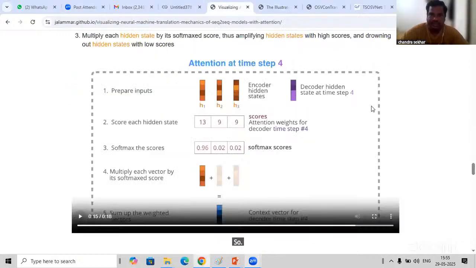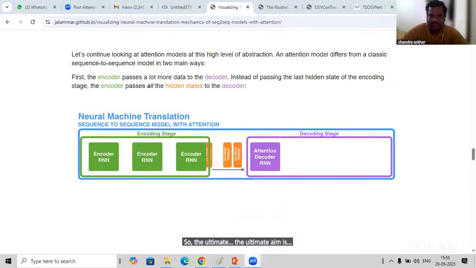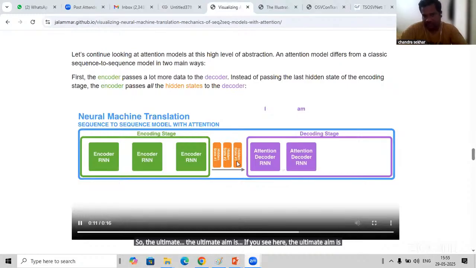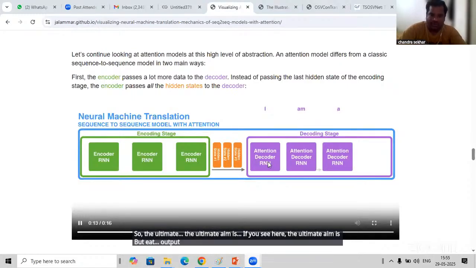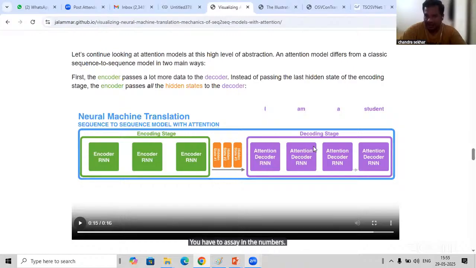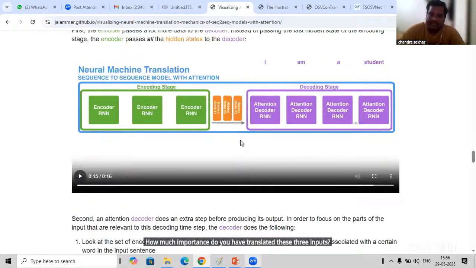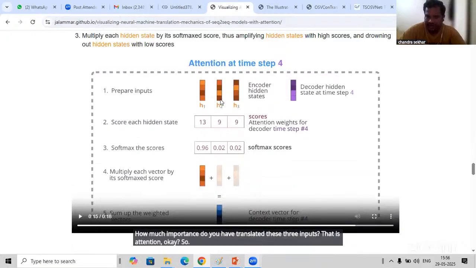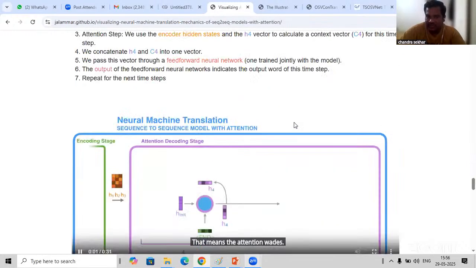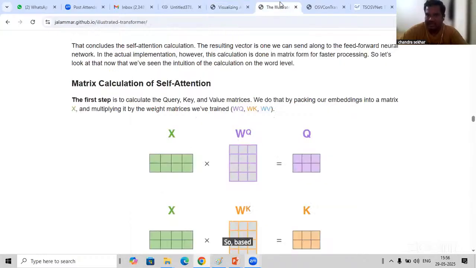So the ultimate aim is, if you see here, for each output I'm going to generate, you have to assign the numbers. If you want to generate this output, you have to assign the importance to these numbers. If you want to generate the third output, how much importance you have to assign to these three inputs, that is attention. Okay. So if I have these three, how can I pay the attention? That attention is the score for each hidden state. That means the attention weights. So attention weights is a formula. So based upon the attention weights, we will perform.